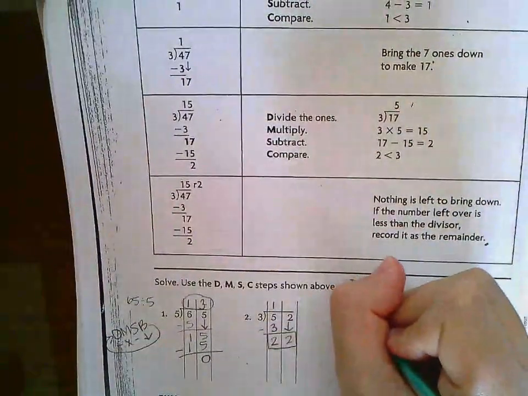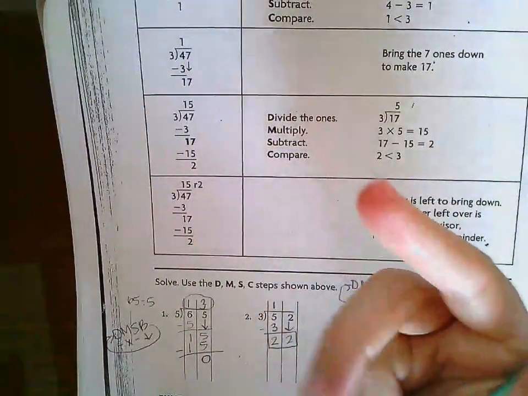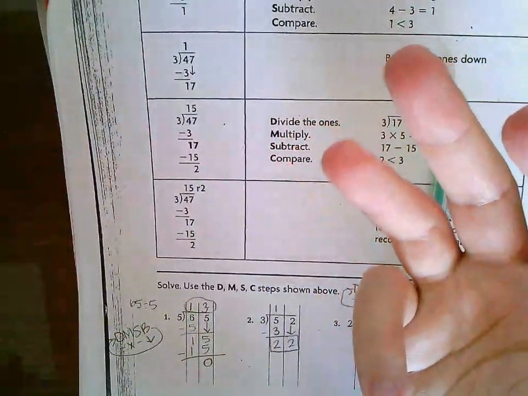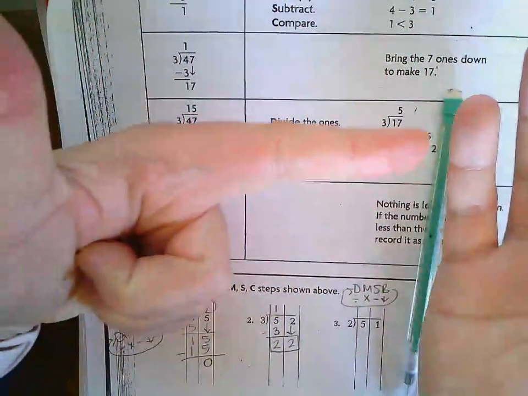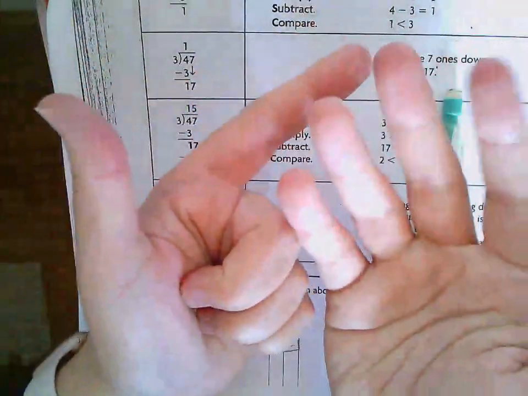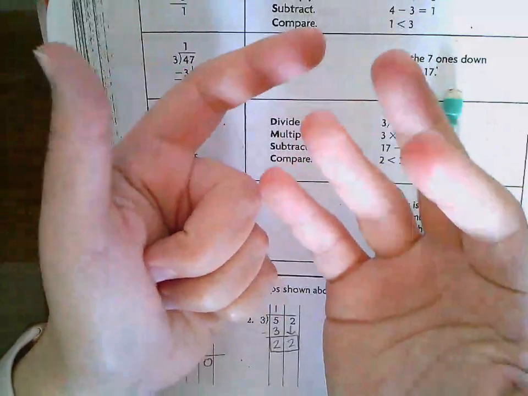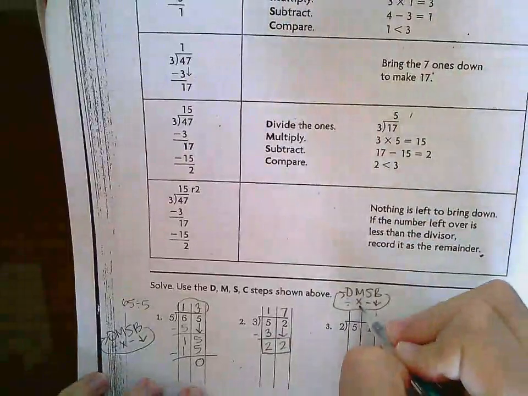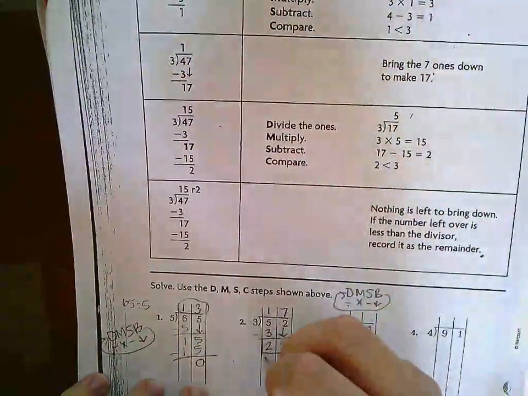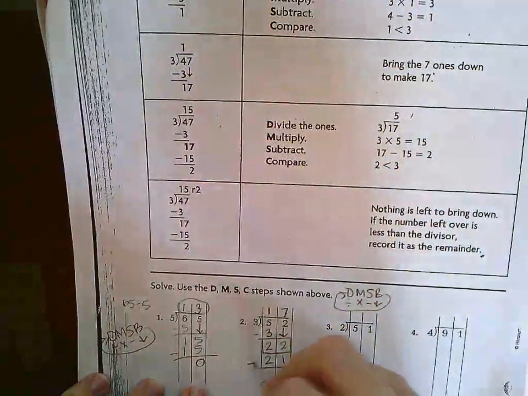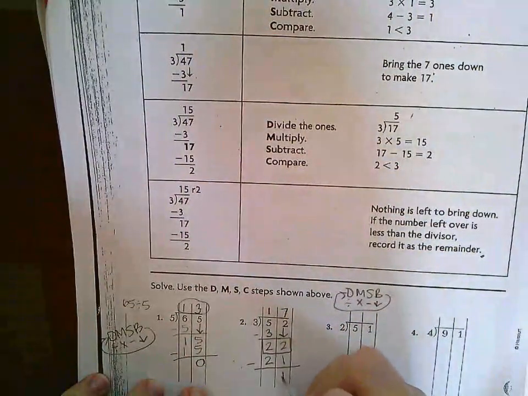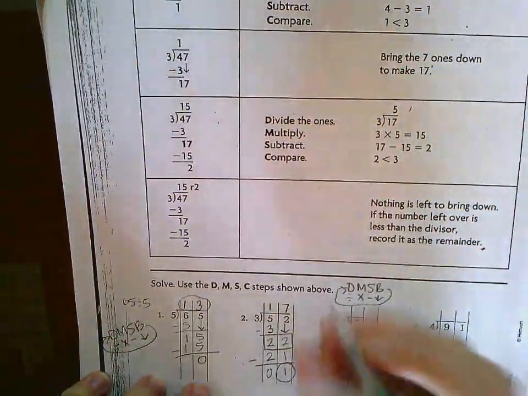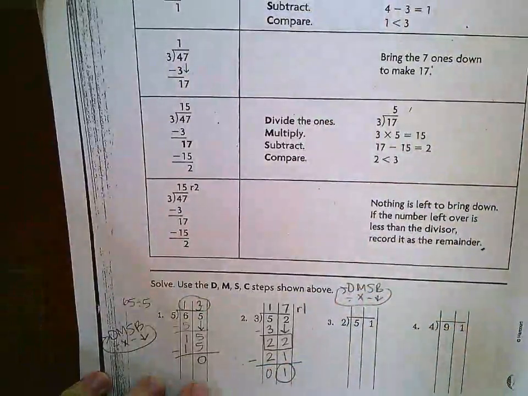22 divided by 3. Let's see, 3, 6, 9, 12, 15, 18, 21, 24. Too far? So I know 22 divided by 3, excuse me, is 7. There's a little bit left over, but we're not going to worry about that right now. Now I'm going to multiply. 7 times 3 is 21. Then I'm going to subtract. 22 minus 21 is 1. And then I'm going to bring down. I don't have any more numbers to bring down, so that means this is my remainder. So I have to make sure I put that down.